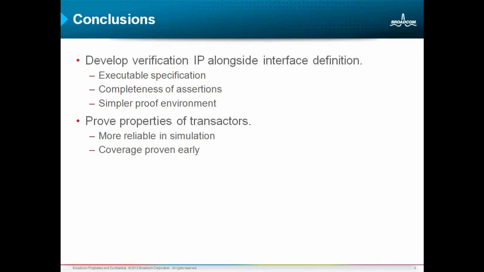So, conclusions. I think you're developing the verification IP alongside your interface definition. We get the executable specifications. We get a better view of the completeness of the assertions. It's a simple proof environment. These things tend to actually go through the proof tools very quickly compared to some of the actual real IP. It's more reliable in simulations. We've proven that we can get coverage. And obviously the synthesisable verification IP means you can accelerate it as well.